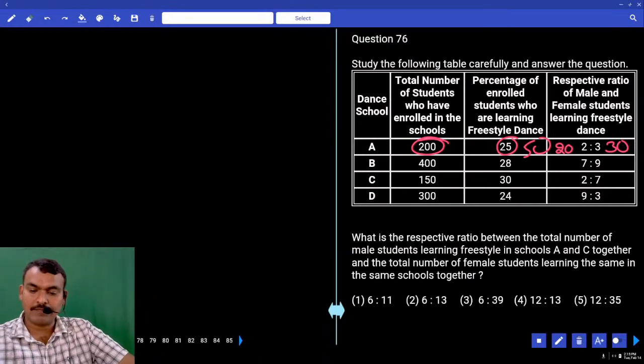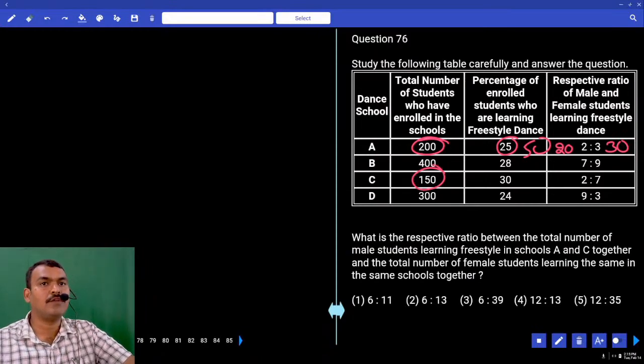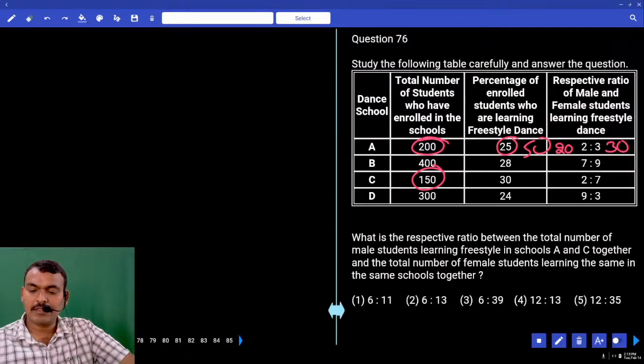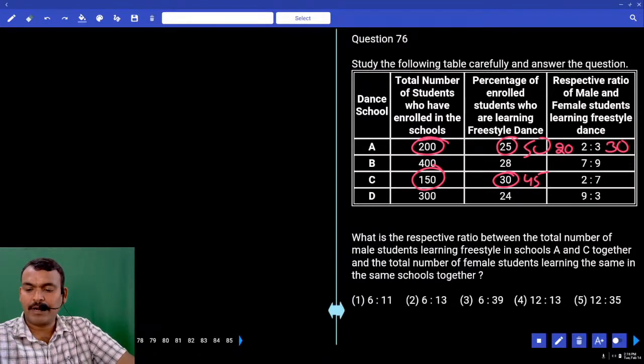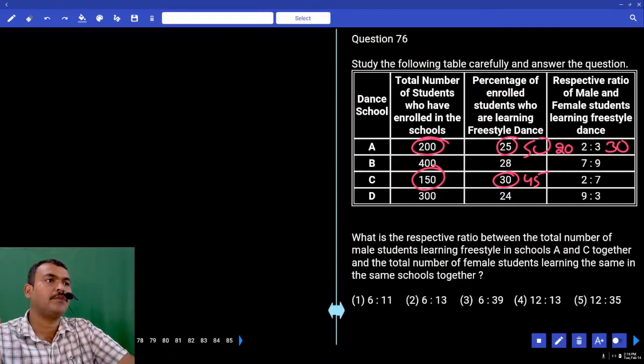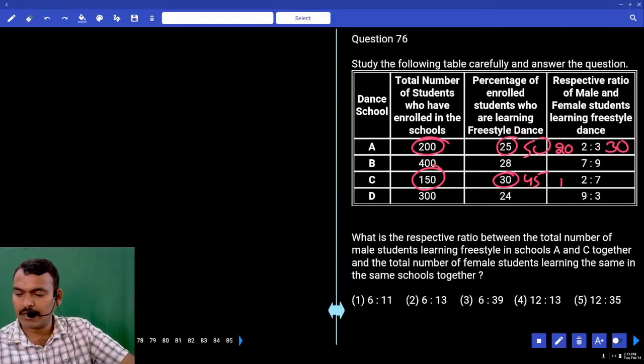And dance school C, what is the total number of students? 150. In that, freestyle is 30%. What is 30% of 150? 45. That 45 is split in a 2:7 ratio. Total how many parts? 9 parts. 9 parts is 45, so every one part is 5. 2 parts are 10, 7 parts are 35.